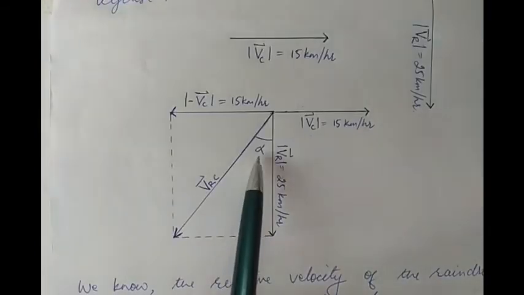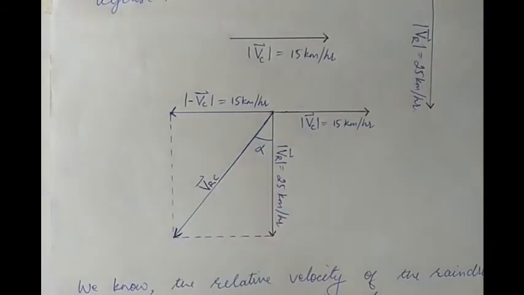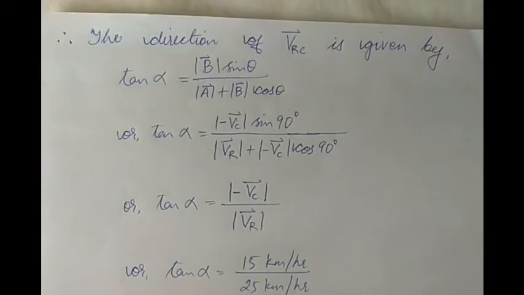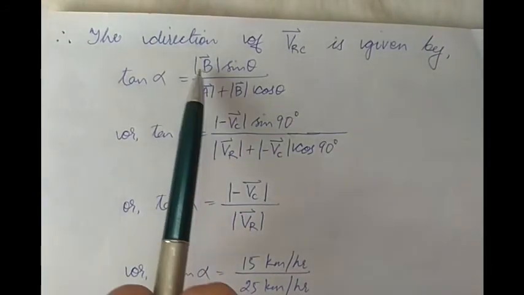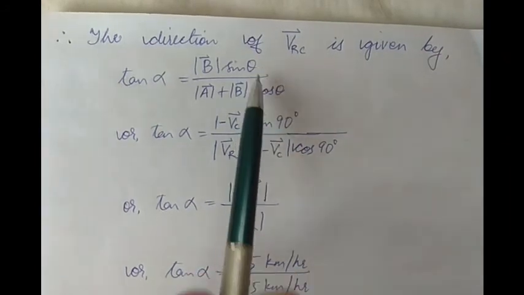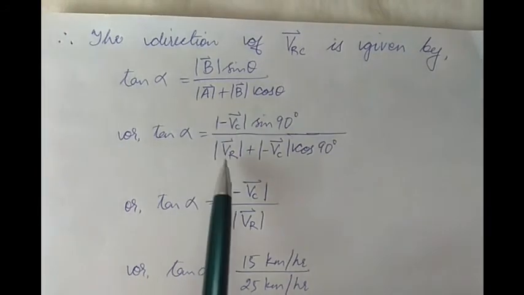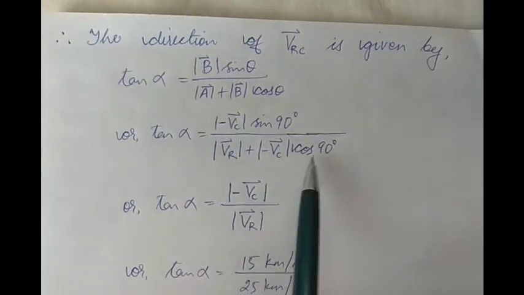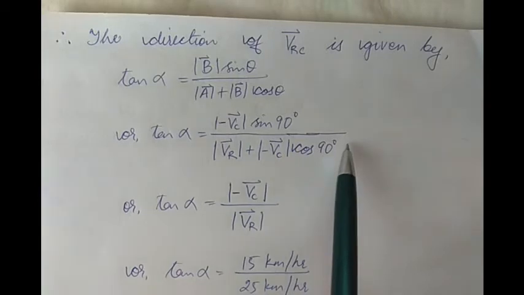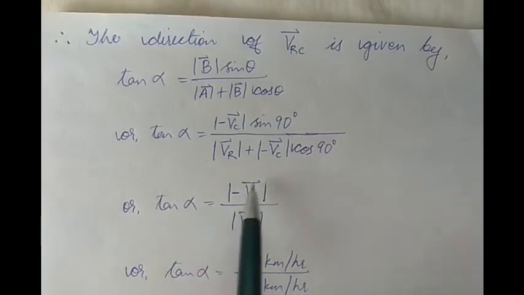Since we've chosen this angle to be alpha, therefore VR is our vector A and minus VC is our vector B. So that is why I've written tan alpha is, instead of B we have minus VC, sine of 90 degrees, since theta, the angle between the two vectors, is 90 degrees, divided by A is VR, B is minus VC cos 90 degrees. Now cos 90 being 0, the second term in the denominator becomes 0, thereby we get tan alpha is minus VC divided by modulus of VR.